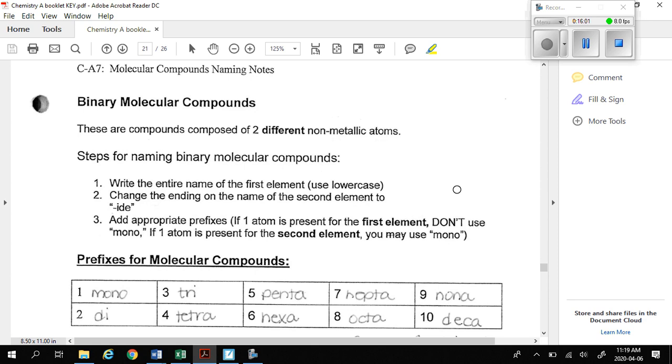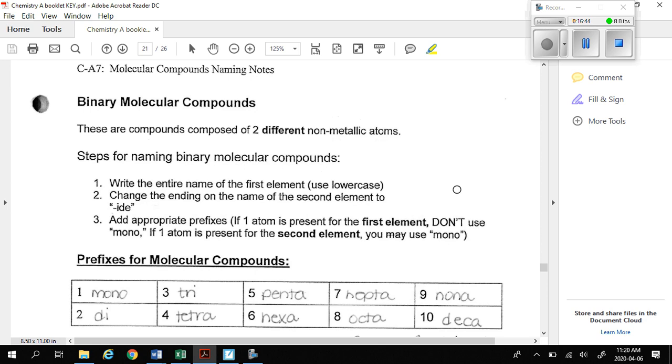So these compounds are composed of two different non-metallic atoms. Again, still looking above the staircase. So steps for naming binary molecular compounds is you write the entire name of the first element, again, lowercase and spelled correct. So the first element that's in your molecular formula, you name that first, the whole regular name, and then you change the ending on the name of the second element to IDE, as your periodic table tells you how to. And what you do is you add the appropriate prefixes based on the subscripts of it.